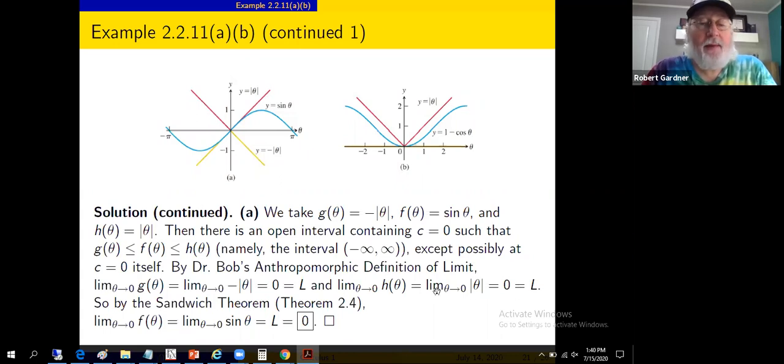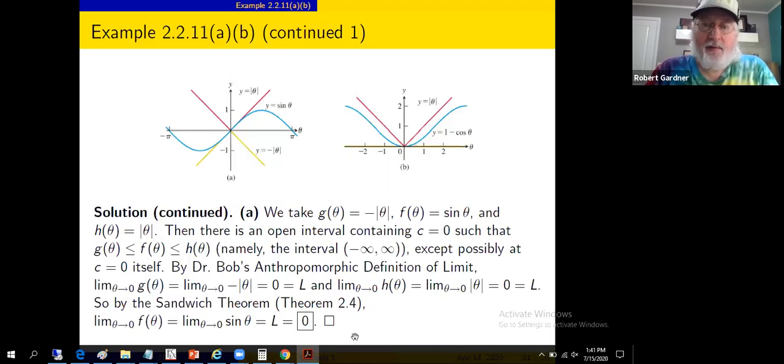So here's what we've got. We've got f sandwiched between g and h. The limit as theta approaches 0 of g equals 0. The limit as theta approaches 0 of h equals 0. Then we can conclude, since f is sandwiched between those two, that the limit as theta approaches 0 of f is also 0. And that's what we were trying to show. So we've shown the limit as theta approaches 0 of sine theta equals 0.